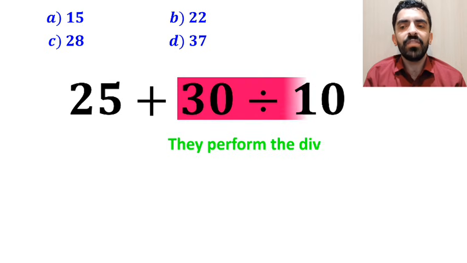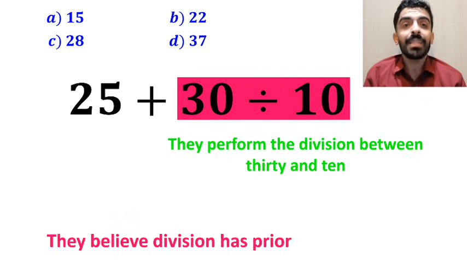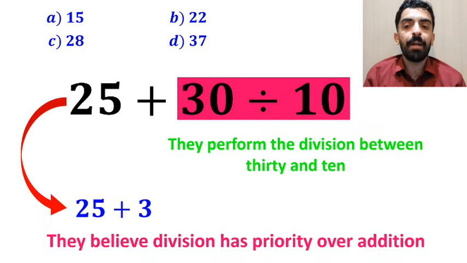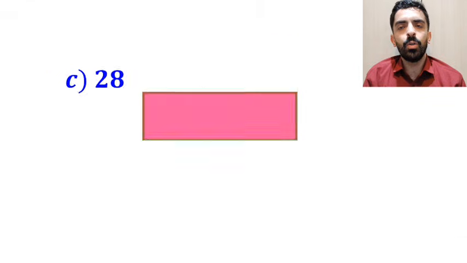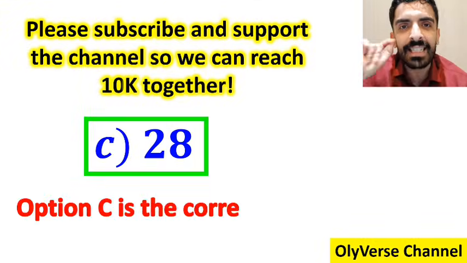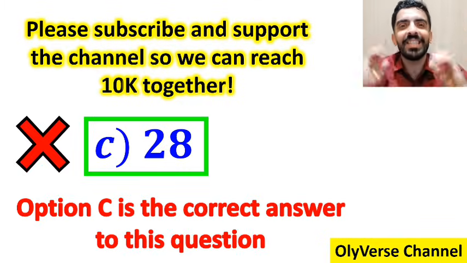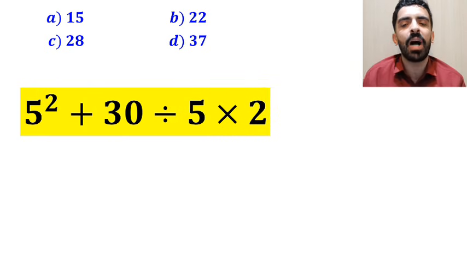Next, they perform the division between 30 and 10 since they believe division has priority over addition. And they rewrite this expression as 25 plus 3, which ultimately gives them the answer 28. And immediately, they conclude that option C is the correct answer to this question. However, that's definitely wrong. Alright, now let me show you how to solve this expression properly.